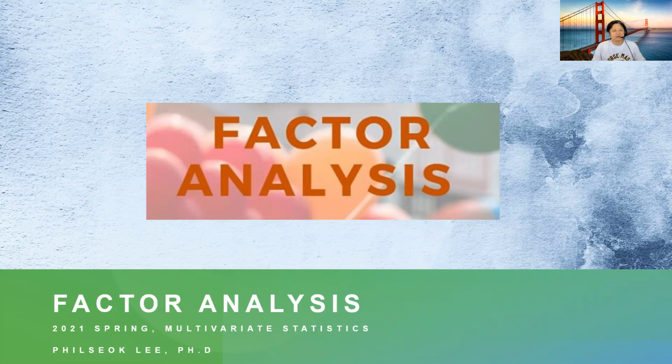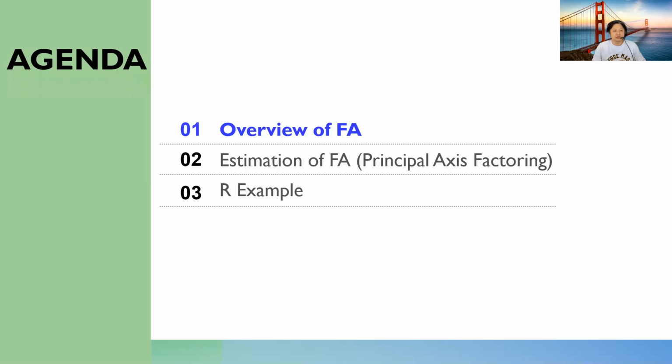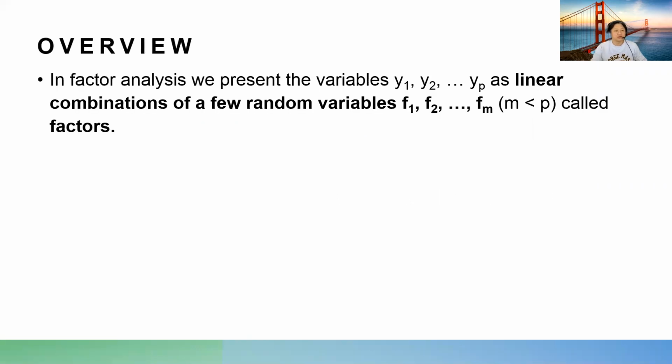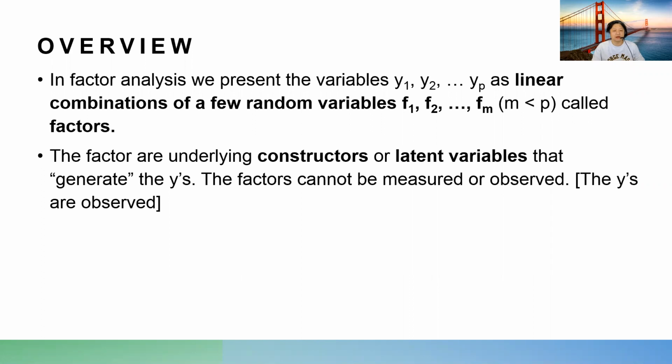So we talked about factor analysis, right? We overviewed factor analysis, and we talked about principal axis factoring. Factor analysis is a linear combination of latent variables, but principal component analysis, PCA, is a linear combination of observed variables, right? The latent factor, F, is the underlying construct or latent variable in FA.